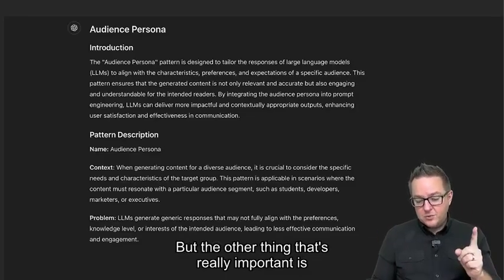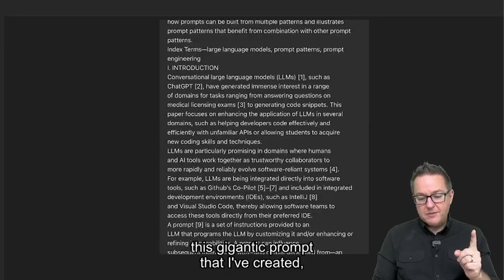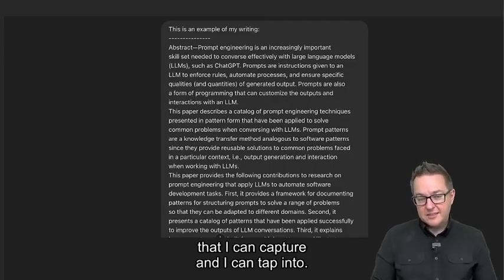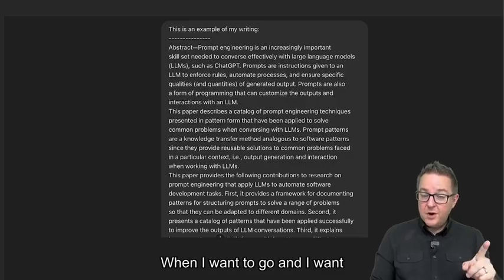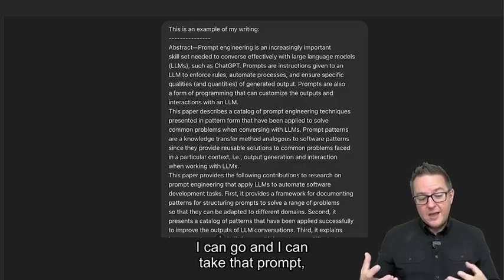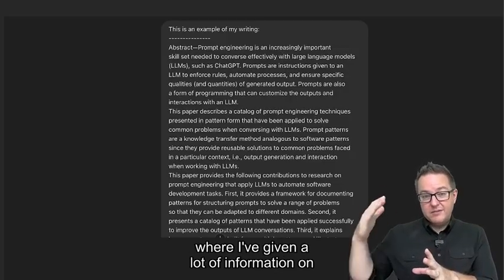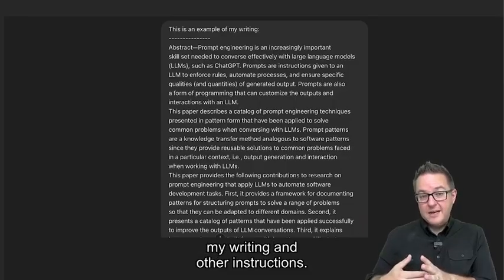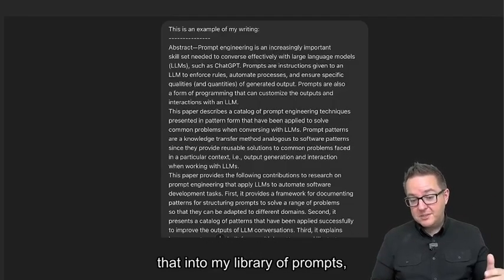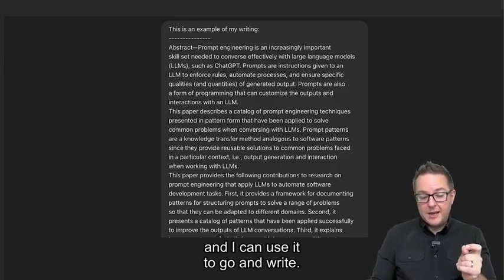But the other thing that's really important is this gigantic prompt that I've created now becomes a writing persona that I can capture and I can tap into. When I want to write about prompt patterns, which is something that I write about, I can take that prompt where I've given it a lot of information on my writing and other instructions. I can build that up and put that into my library of prompts, and I can use it to write.